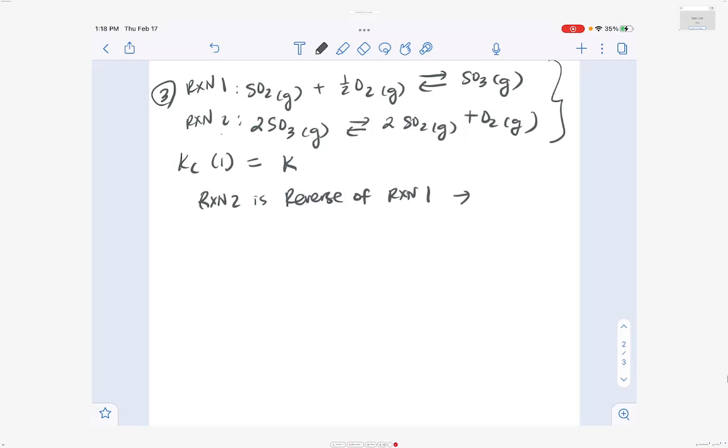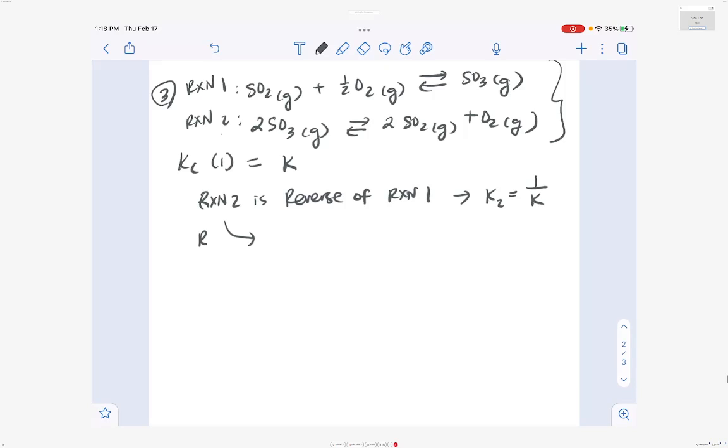According to the study guide, we have formulas for these cases. If you have a reverse reaction, the equilibrium constant for the reverse reaction is the reciprocal of the equilibrium constant of the forward reaction. So K2, the equilibrium constant for reaction 2, is going to be 1 over K.